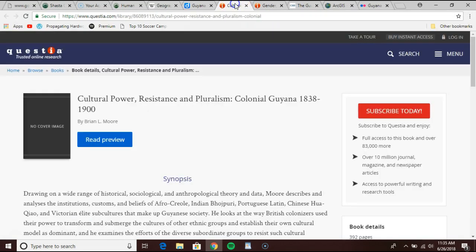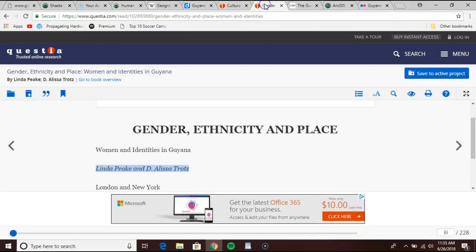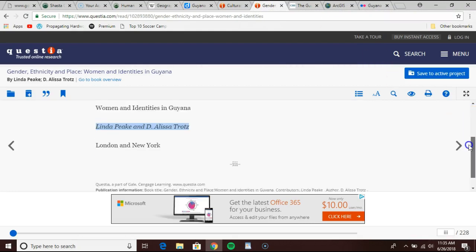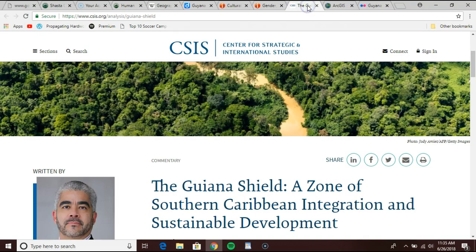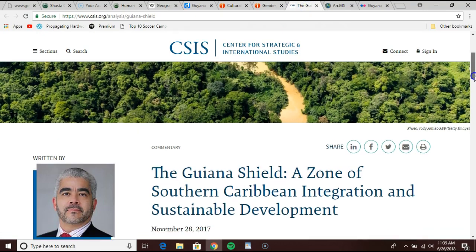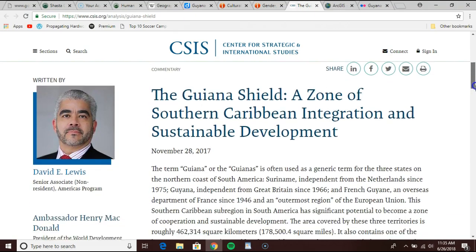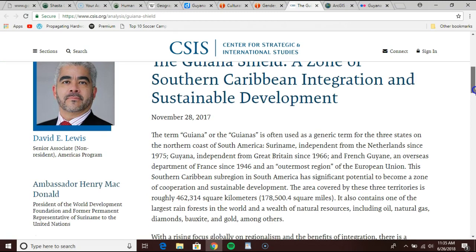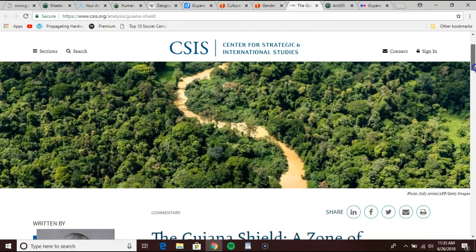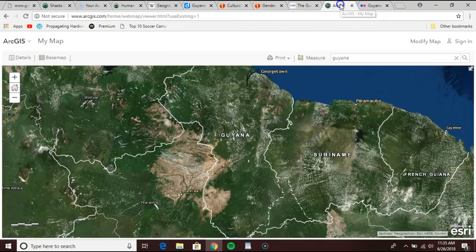There are a couple of different articles that are rather academic. I provided links to them, but I will be drawing some specific quotes that I think are useful and informative from these few articles that I'm showing you on the screen. Another source, which will be particularly useful for the discussion, addresses the Guyana Shield in particular as a physical feature in the context of economic activity. That's a good resource to consult as well.